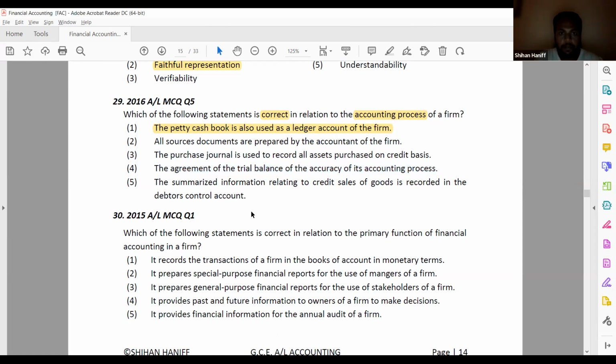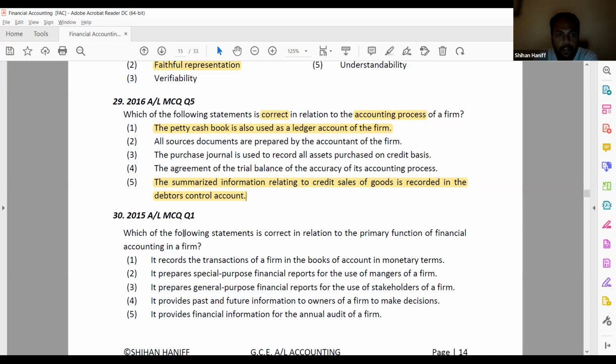The summarized information relating to credit sales of goods is recorded in the debtors control account. Credit sales goes to debtors control account. This is also correct. So in this question, there are two correct answers. Sometimes it happens. Both the answers are correct.